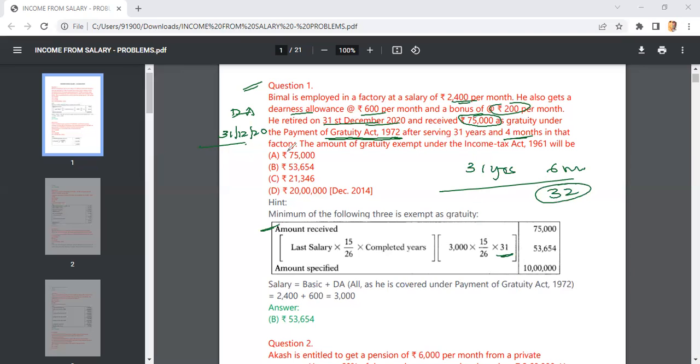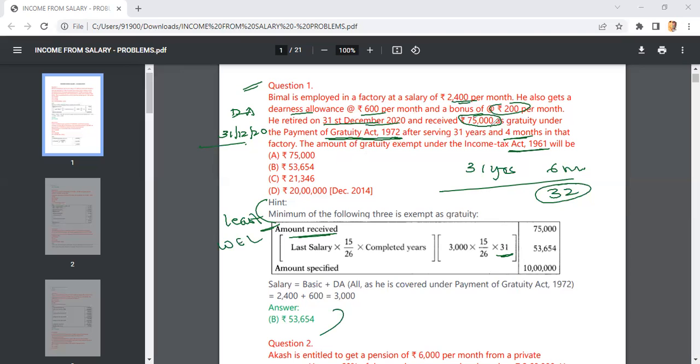In that, the amount of gratuity exempt under the IT Act, that means under the Gratuity Act some of the amount is exempt under the IT Act. Among the options, you have to choose the best one. So this is the format for the actual answer. The minimum of the following three will be exempt. That means the least of the following will be exempt, whichever is lesser.